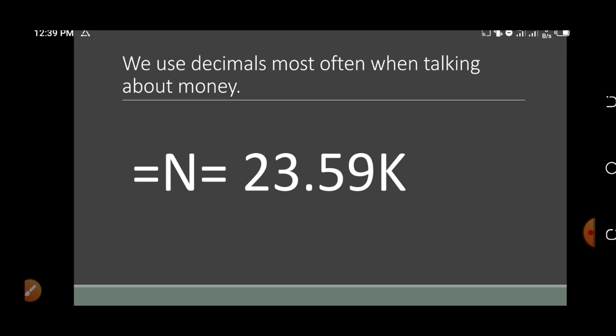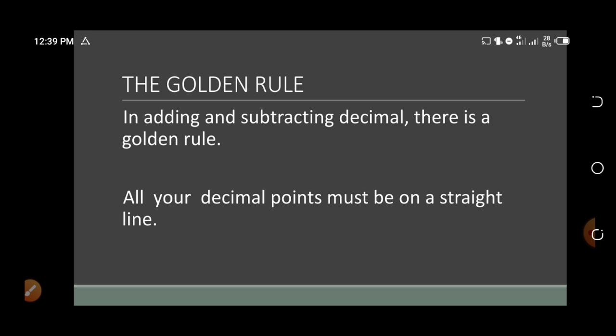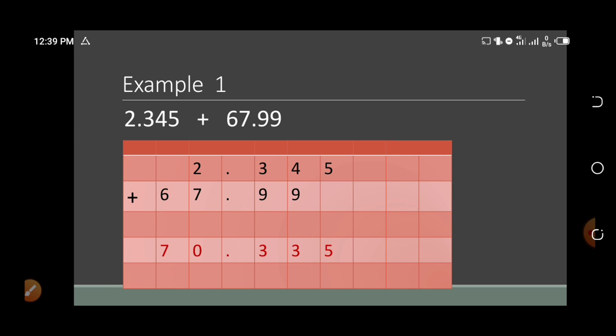So we use decimals most often when we are talking about money. 23 naira 59 kobo. Now in this lesson we'll be talking about adding and subtracting decimals, and I've always told you that there is a golden rule in adding and subtracting decimal. There is a golden rule: all your decimal points must be on a straight line.